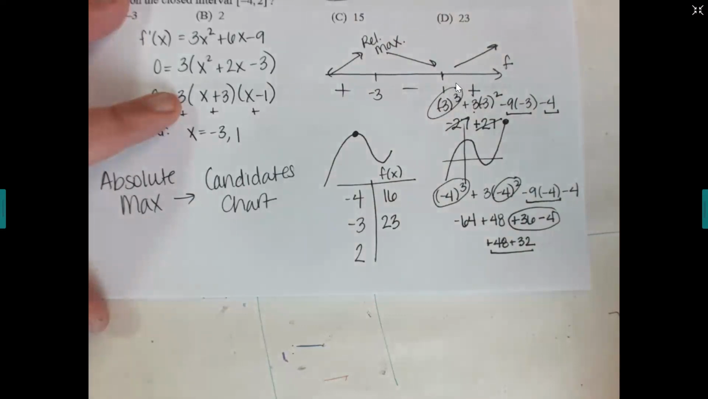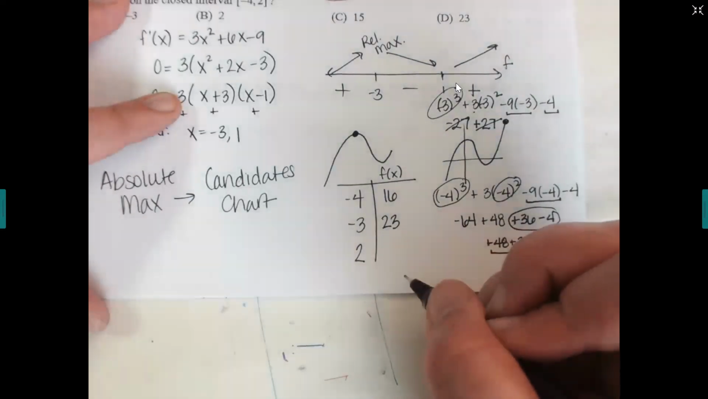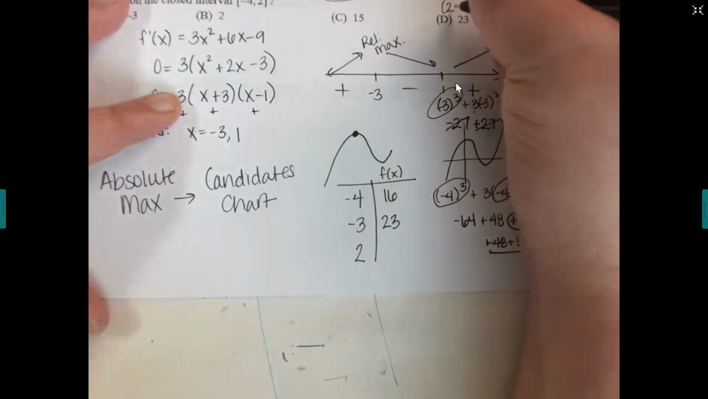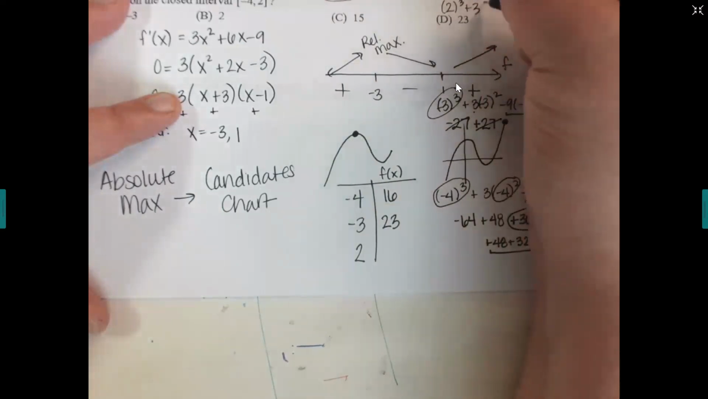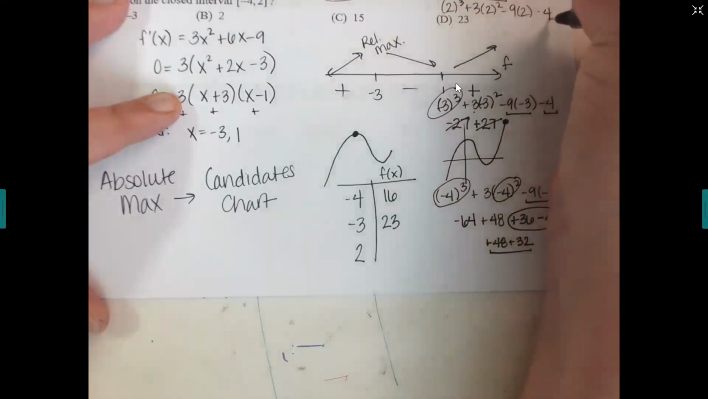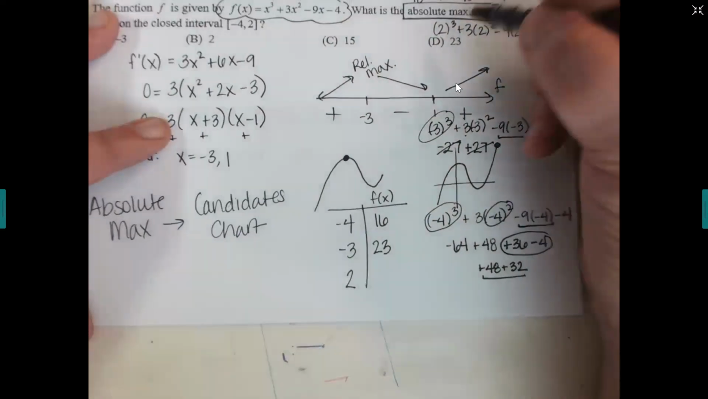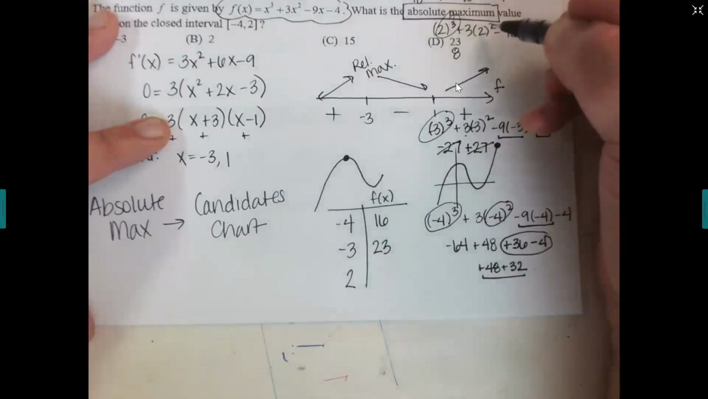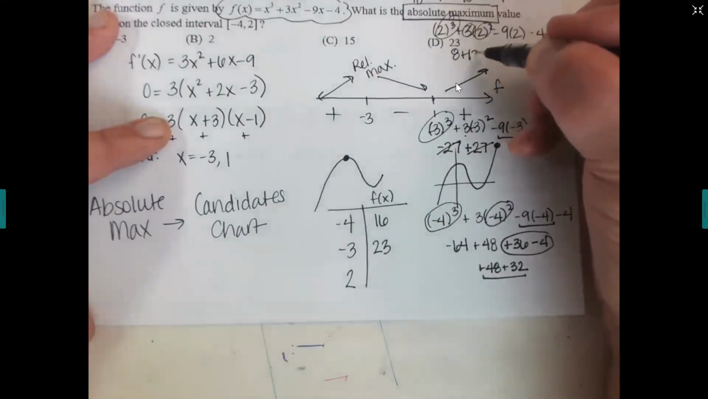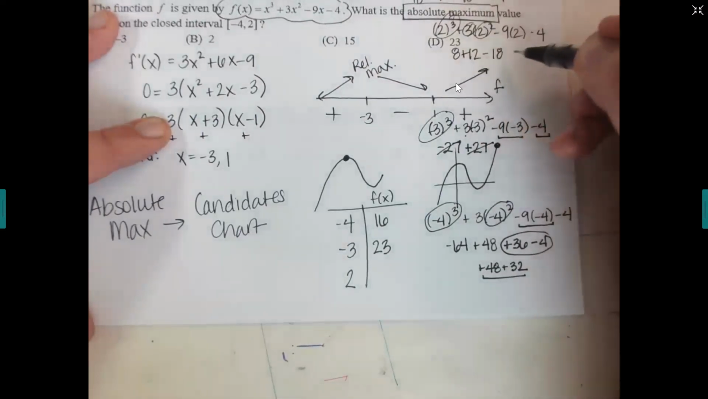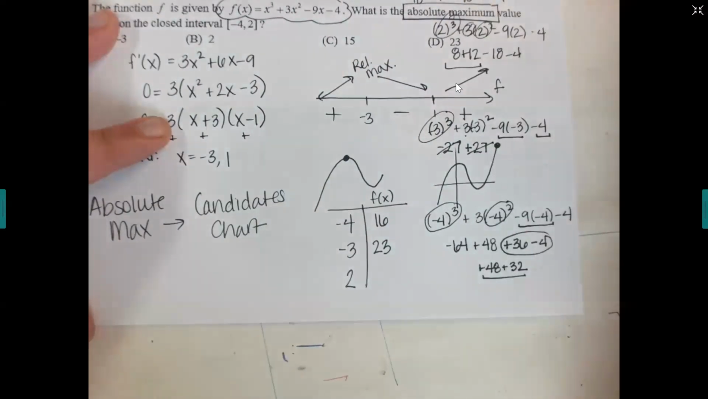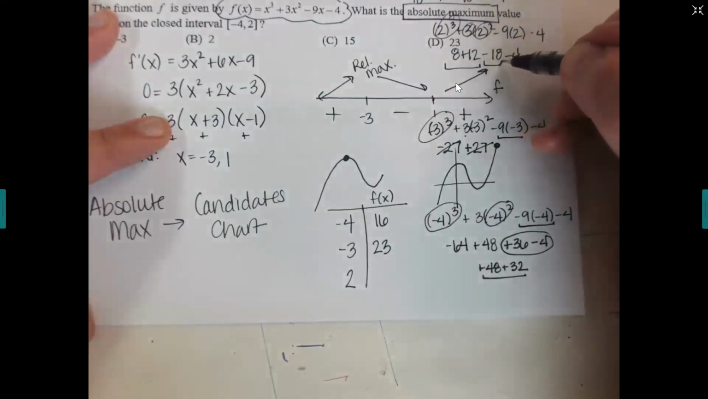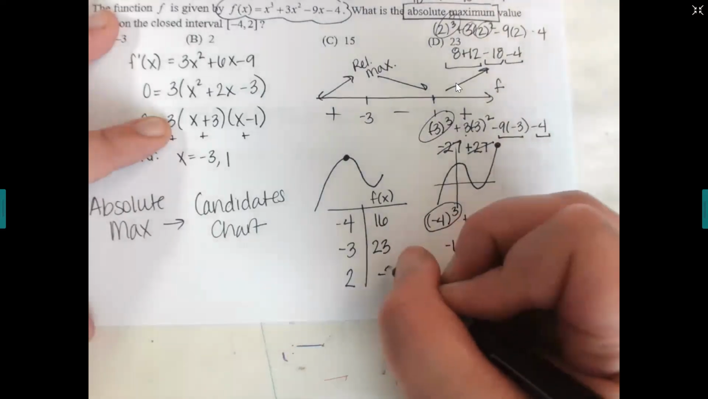And then my last endpoint, we're plugging in 2. So that'd be 2 cubed plus 3 times 2 squared minus 9 times 2 minus 4. So that's 8 plus, 4 times 3 is 12, minus 18, minus 4. 20 minus 18 is 2, minus 4 is -2, yes.